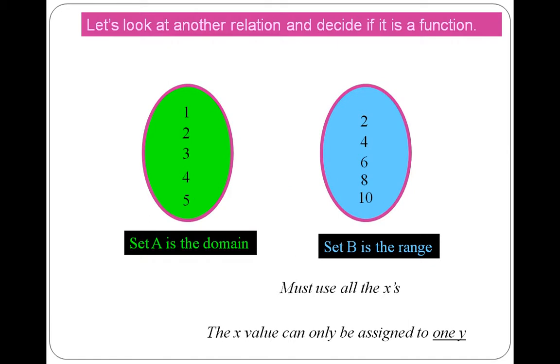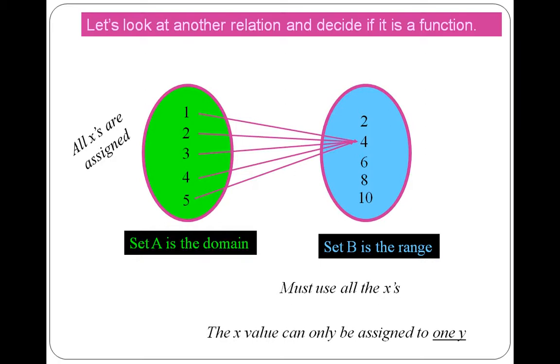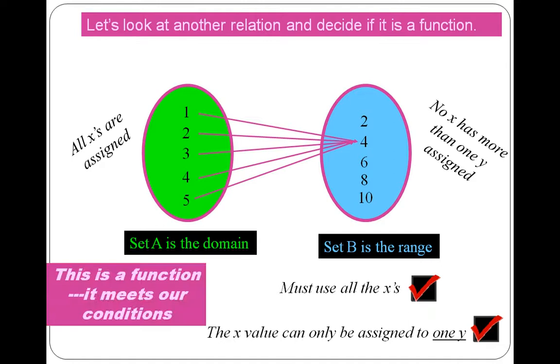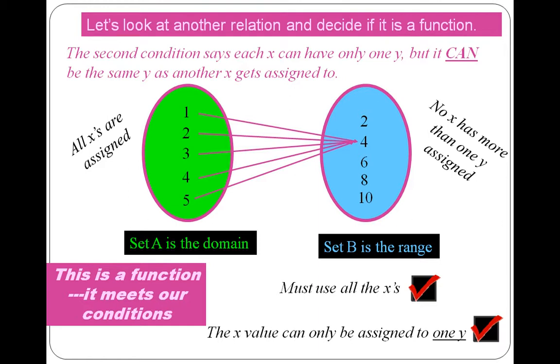Let's look at another relation. 1 goes to 4, 4 goes to 4, 2 goes to 4, 5 goes to 4, 3 goes to 4. All x's are assigned. No x has more than one y. Therefore, it is a function. It meets our conditions. The second condition says each x can have only one y, but it can be the same y as another x.